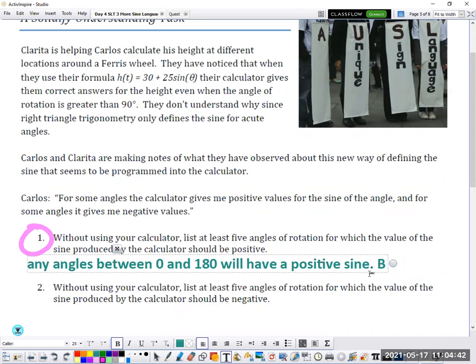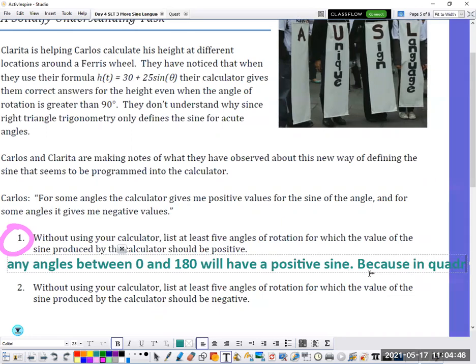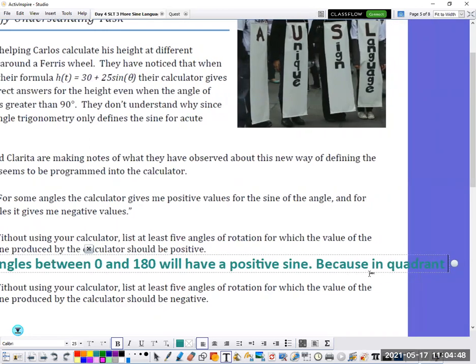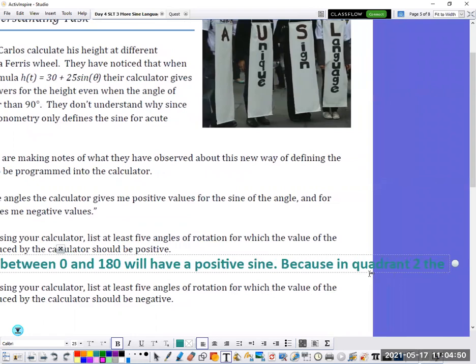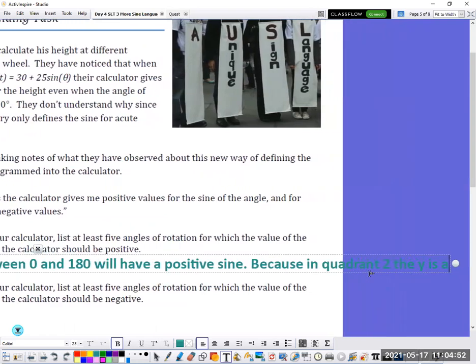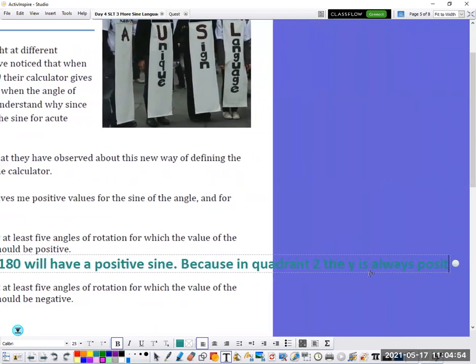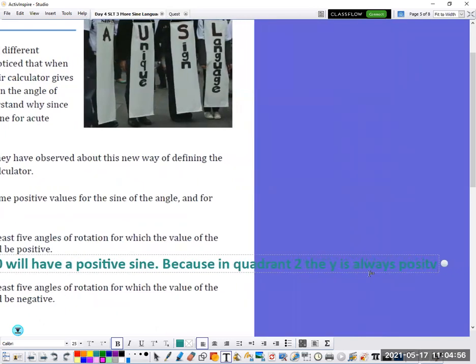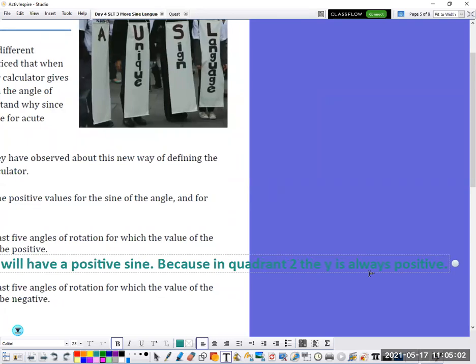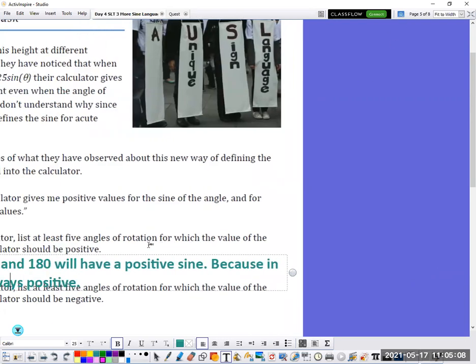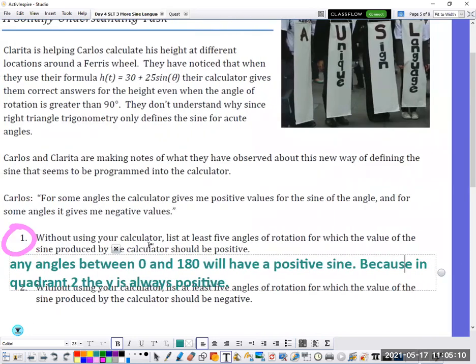Because, in quadrant 2, the y is always positive, and R is always positive, like always. I'm going to edit your answer for just a little bit. I'm going to make it say quadrant 1 and 2. Is that okay? Yes.